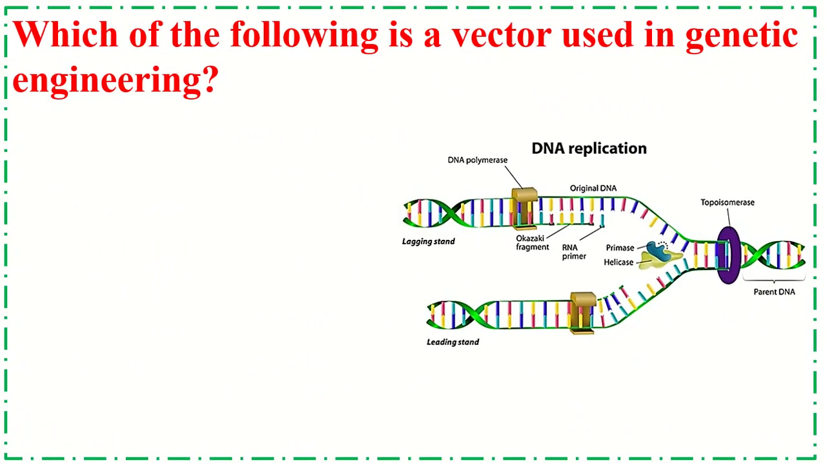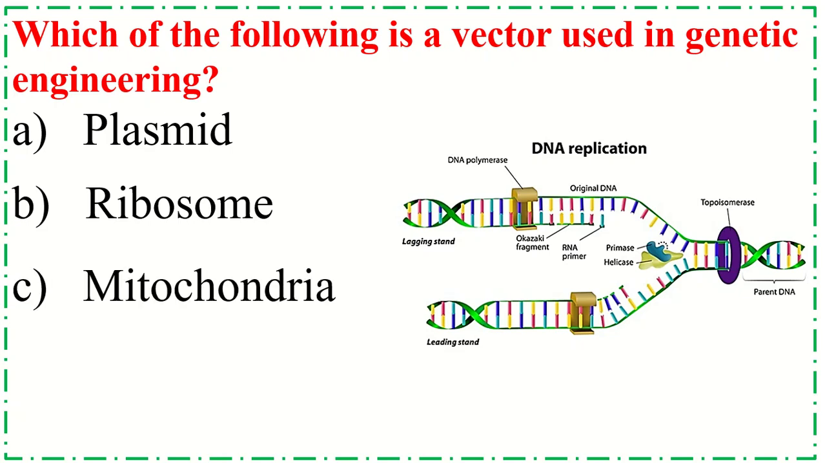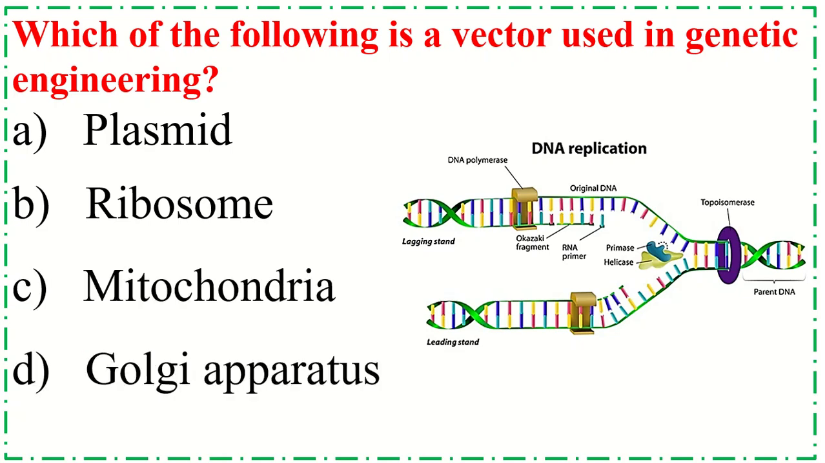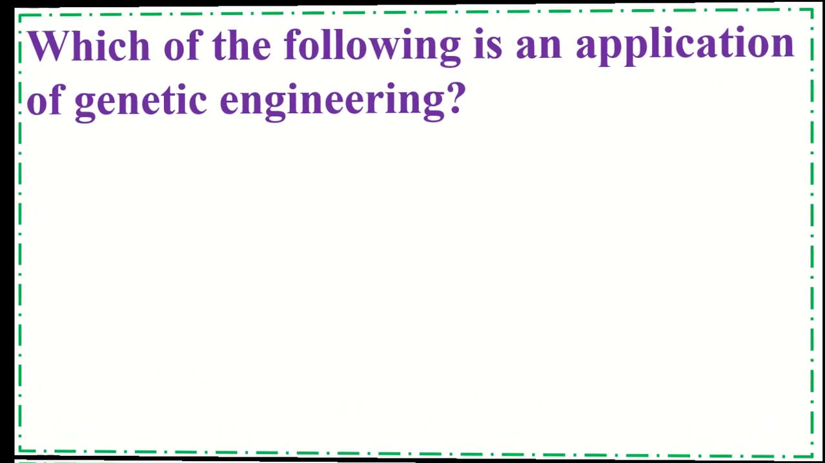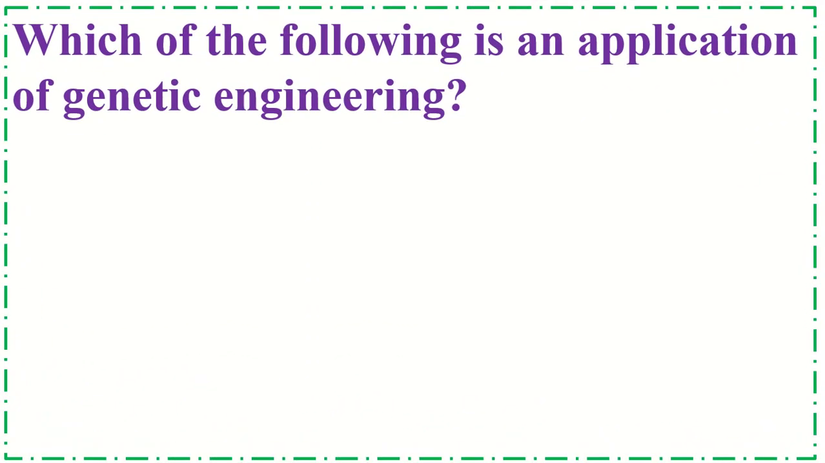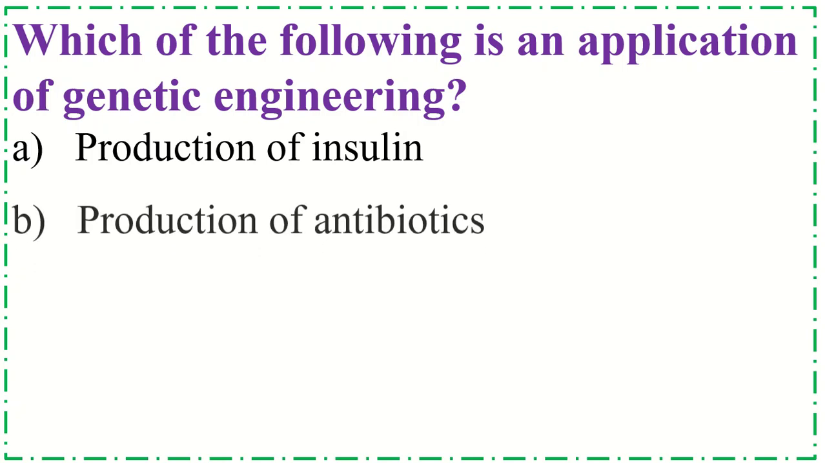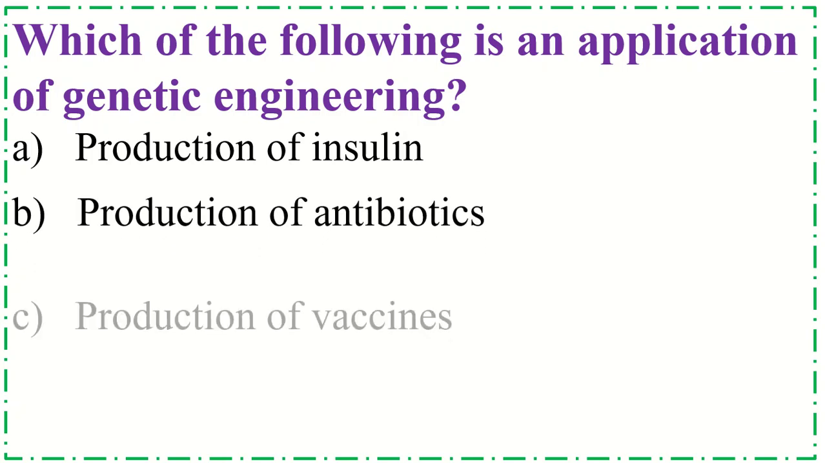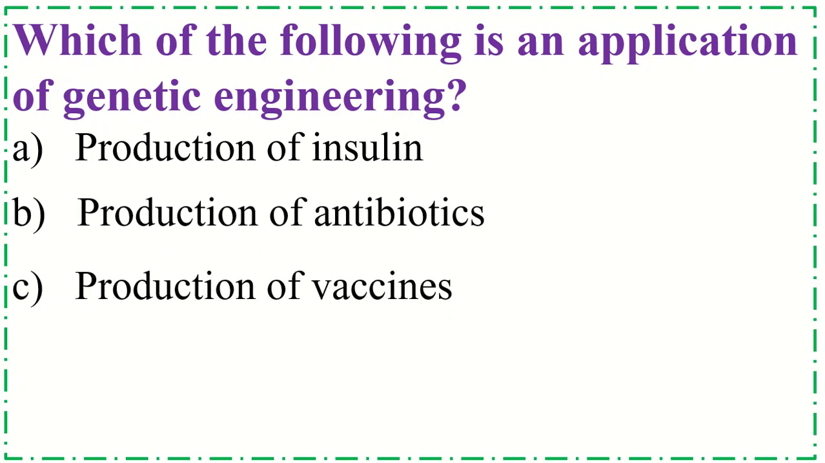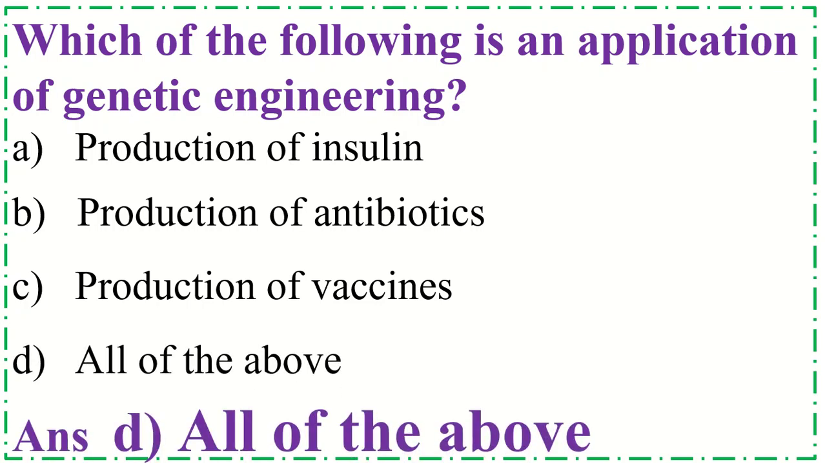Which of the following is a vector used in genetic engineering? Option A plasmid, B ribosome, C mitochondria, D Golgi apparatus. The correct option is A, plasmid. Which of the following is an application of genetic engineering? Option A production of insulin, B production of antibiotics, C production of vaccines, D all of the above. So the correct option is D, all of the above.